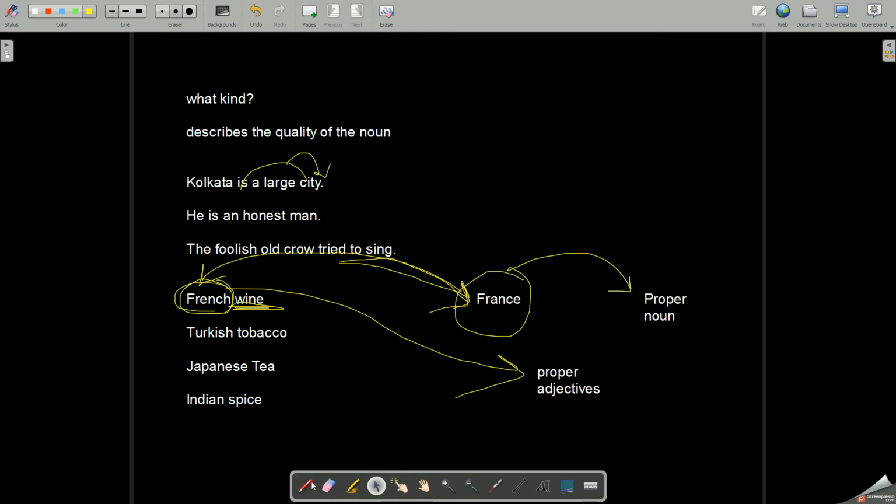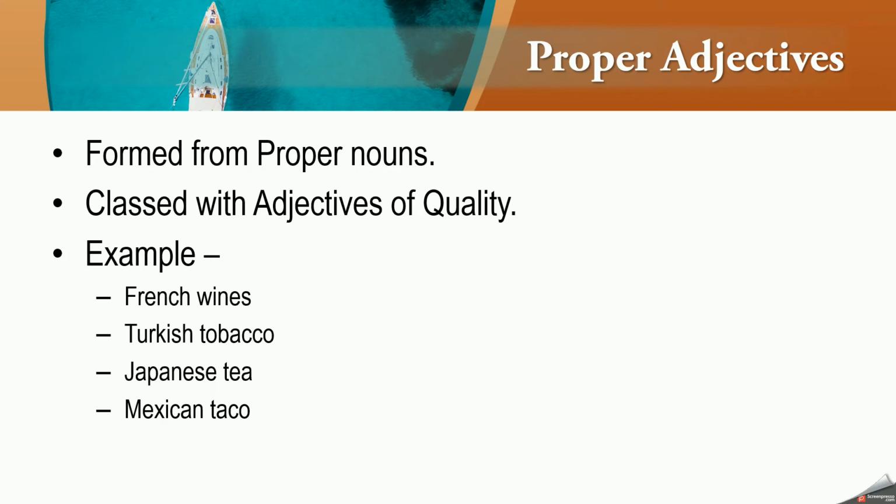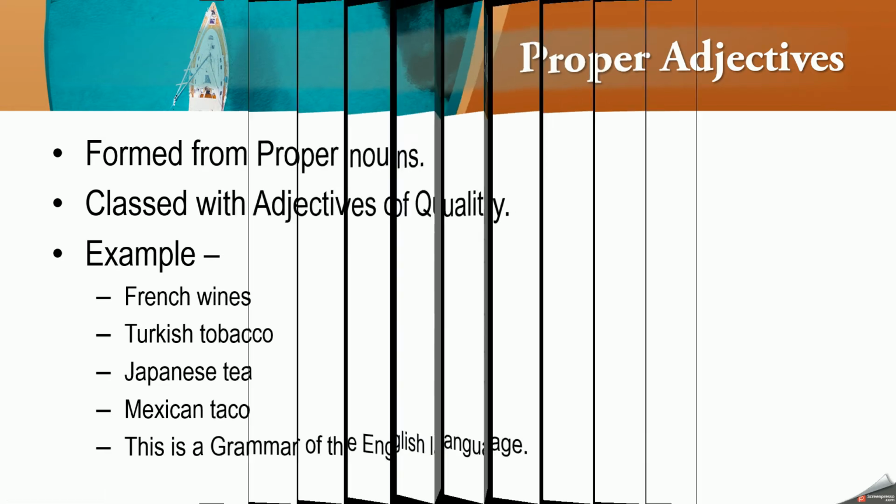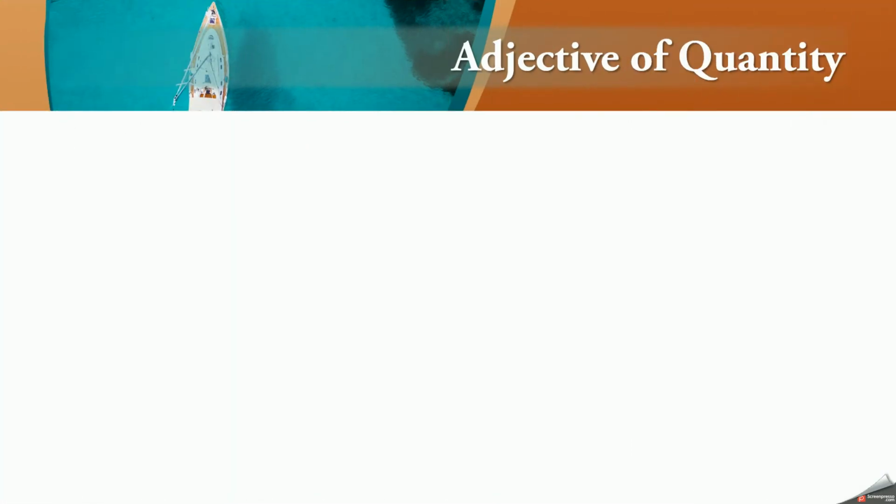So proper adjectives are like Turkish tobacco. It comes from the word Turkey, the name of a place. Turkish tobacco. So tobacco, what kind of tobacco? Turkish tobacco. Japanese tea, Indian spice, Mexican taco. So these all are examples of proper adjectives. This is a grammar of the English language. So English is also what? It comes from the word England. So English is also used to describe the language. What kind of language? It's the English language.